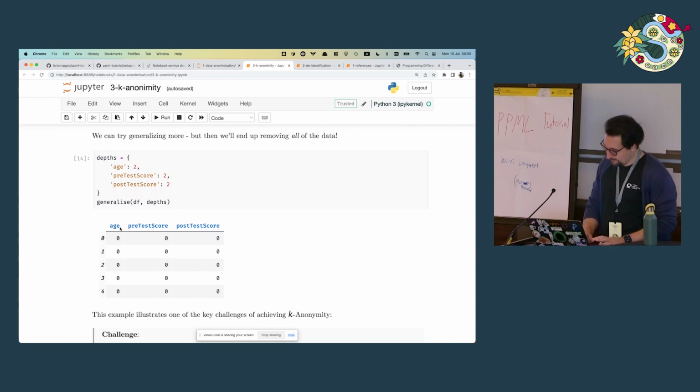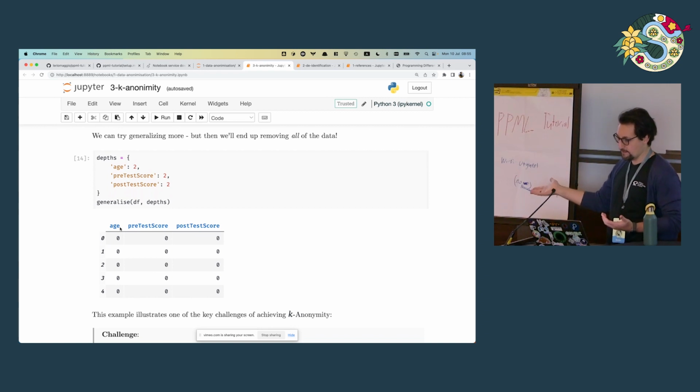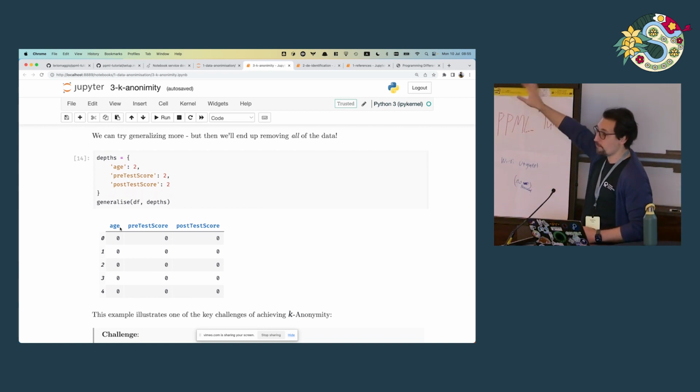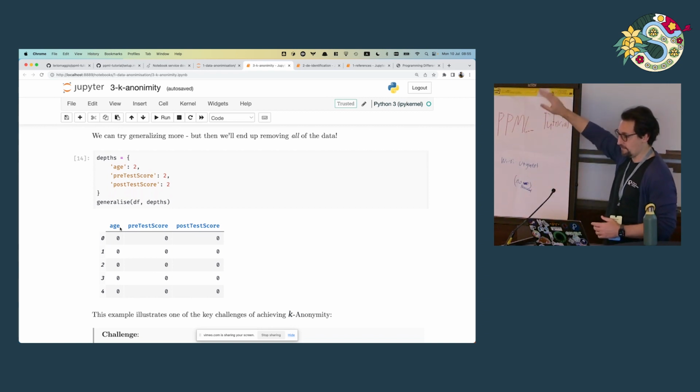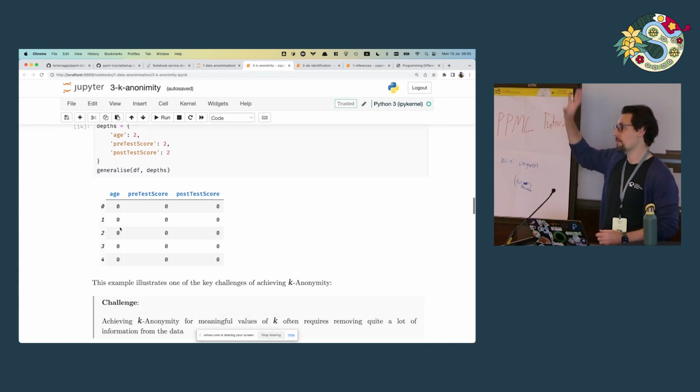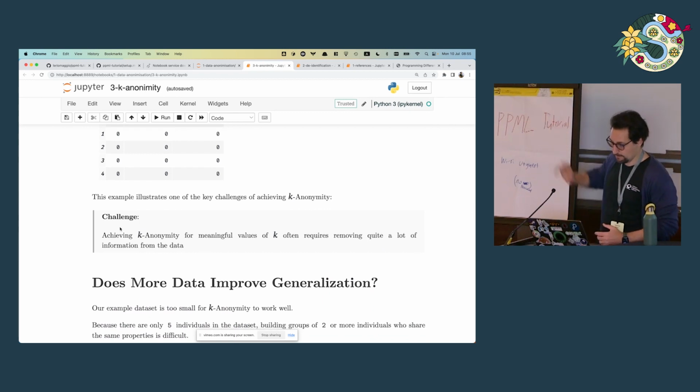So let's go back to the same example as before. Let's go back to the census data. The whole reason why we wanted to play with this stupid data set in the beginning was this important takeaway message: the more data, the better it is for k-anonymity.